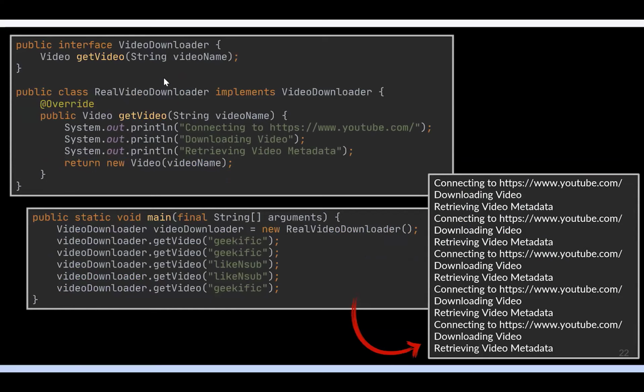Right. So we have another example, a video downloader. You download this video. If you want this website, it will be downloaded from this class. So this is not a proxy. Here you are directly connecting to the real video loader.